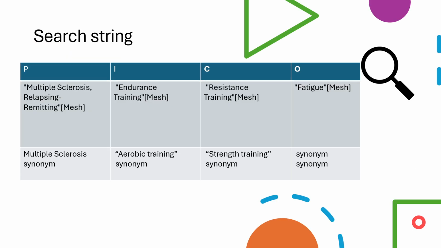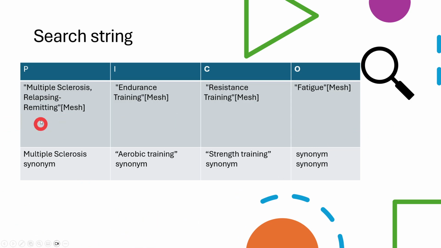So most of you will have a research question that is formatted within the PICO framework. The example I have here is how does endurance training compare to resistance training on the outcome fatigue in MS patients with the form relapsing remitting. And what I've done here is I created a table with 4 columns, each for PICO. I have individual search terms corresponding to the element in the row.